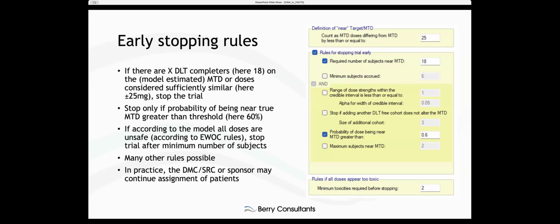And another thing to mention here maybe is that these are early stopping rules that we would include in the CRM, and we would include the CRM to suggest, and that's also when the simulations would stop. But of course, in practice, the DMC or SRC or sponsor may continue assignment even if the algorithm says to stop.